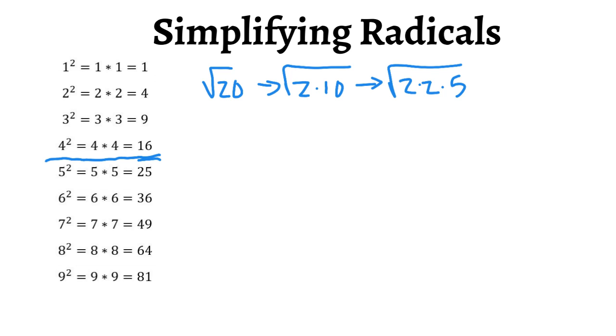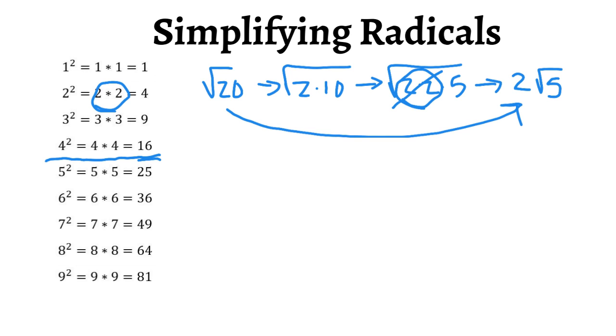And what I'm looking for here is I'm looking for this pair. Notice how I have a pair here, right? These pairs are going to be part of my perfect squares. So whenever I find a pair of numbers, I'm going to take that pair and bring one of those numbers out of the square root. I'm going to put it in front of the square root. And the numbers that do not have pairs, like the 5, will stay inside the square root. So square root of 20 is the same thing as saying 2 radical 5.